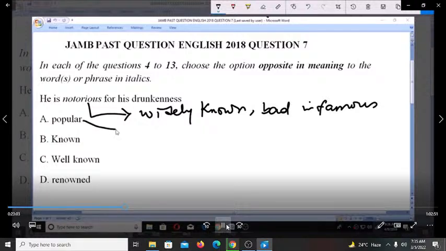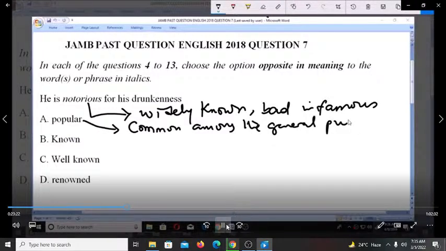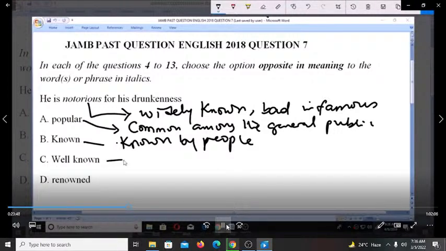Now let's take a look at the first option, popular. What is popular? Popular simply means common among the general public, something that everybody knows about. That is the meaning of popular. Then known, someone or something that is known by many people. That's the meaning of known. Something that is known by many people, which is also the same as popular, very similar to popular. Well known is also widely or generally known. Somebody that is, or something that is widely or generally known.